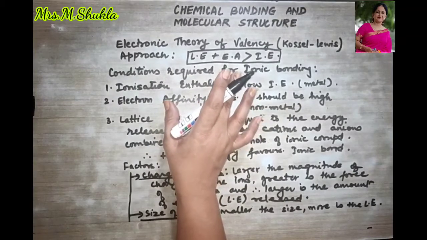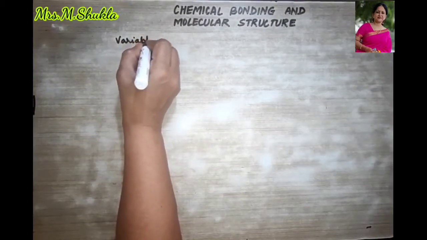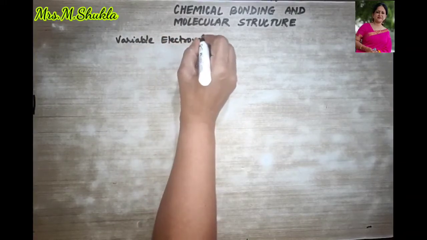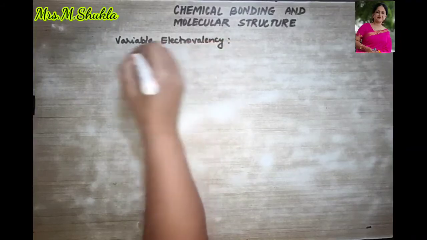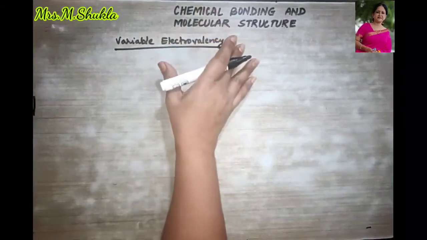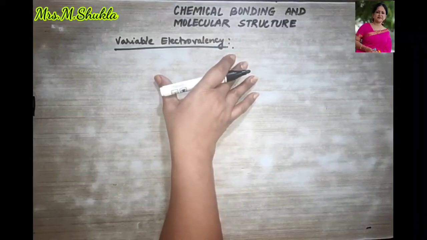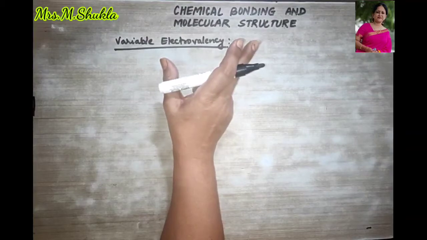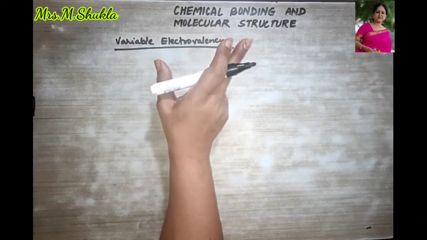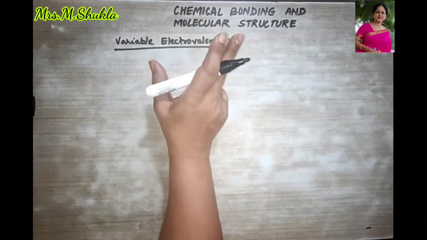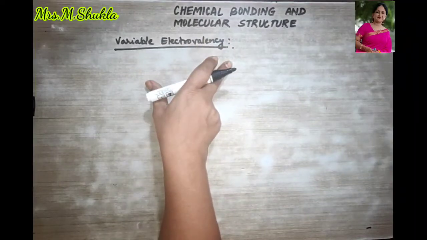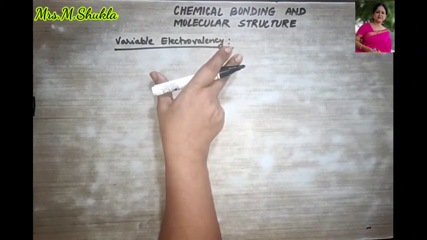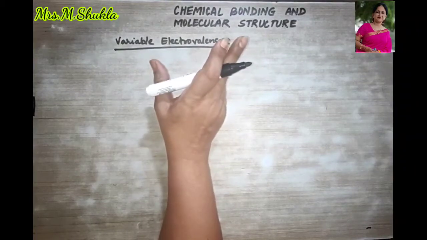Now, let us talk about variable electrovalency. So, heavier p block elements, which have high atomic number, that is the transition elements and the inner transition elements, they generally show more than one electrovalency in the ionic compounds, and therefore they are called variable electrovalency.